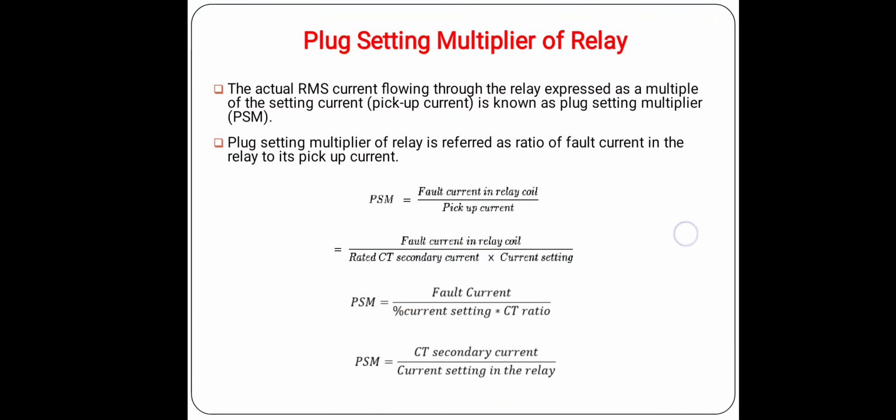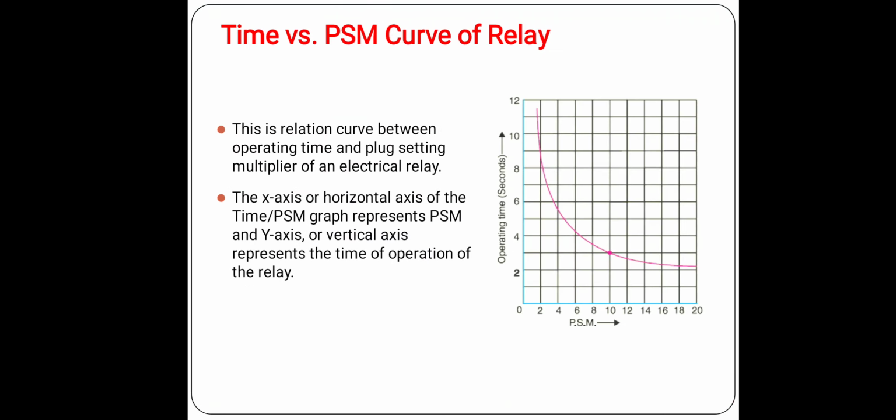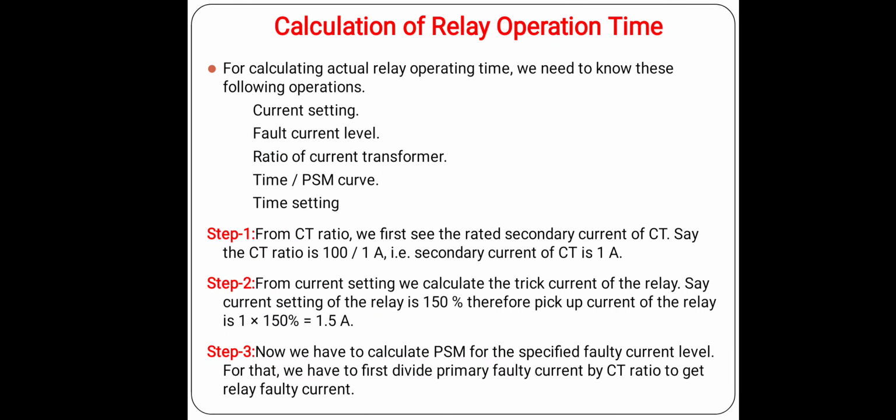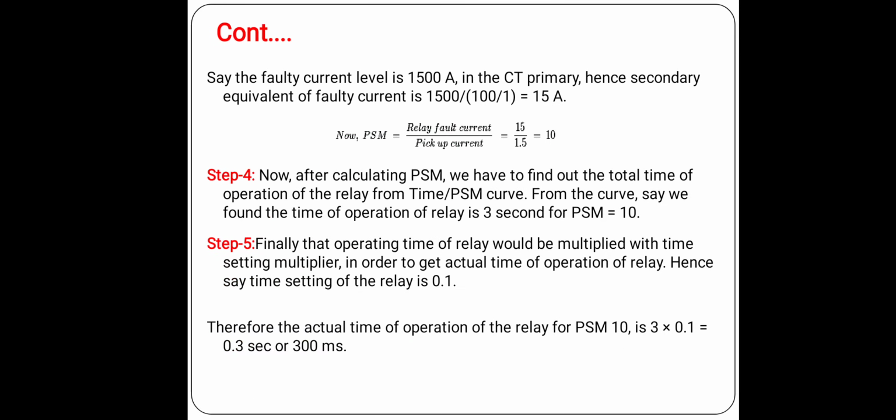Here we will see the next slide. We already found in step two that the current setting will be 1.5 ampere. In step three we found the CT secondary current, that is 15 ampere, by putting in the formula for PSM. This is relay fault current upon pickup current; this formula is also derived in terms of the secondary current upon pickup current. So the secondary current is 15 ampere and the pickup current is 1.5 ampere, which gives 10. So now we have the value of PSM. Now let us move to step 4.